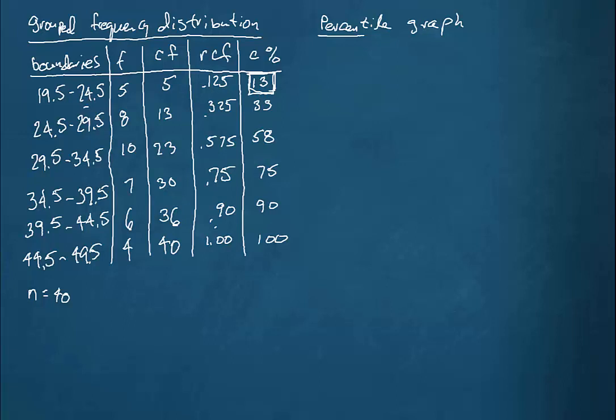So we can see that these cumulative percents are rounded. So for 12.5, we've rounded to 13%, 32.5, we've rounded to 33%, 57.5, we've rounded to 58%, and on down. And of course, again, 100% of the data by the time we get to the upper boundary of the last class.